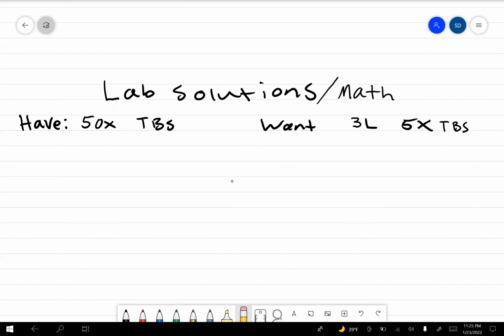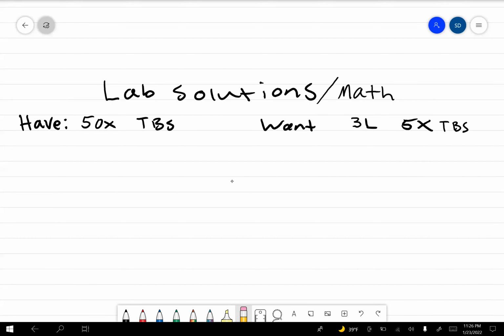Hello. Today I'm going to talk about lab solutions or lab math. The reason why this is important is because often in lab, you're making solutions and buffers and other things based off of a stock solution, which is heavily concentrated in order to save space. So in order to be able to convert this into the solution that you want, this math is important.